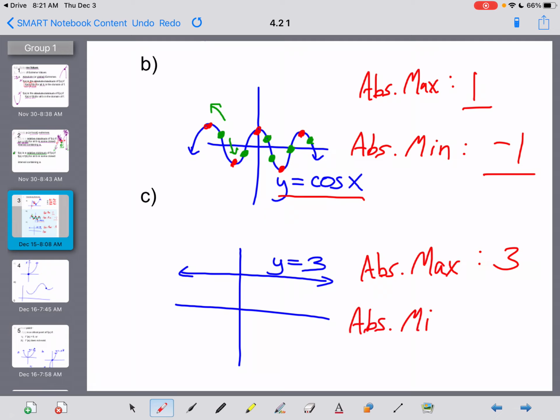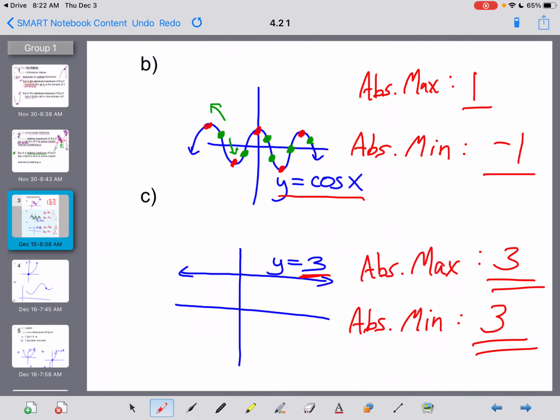Guess what its absolute minimum is? The one y value that is the lowest y value this function will ever reach, yep, that's 3 also. So this is a really silly example. You will never see a problem like this, I don't think, on a homework assignment or a quiz or a test. But just as a kind of mental stretch, a constant function has an absolute maximum and an absolute minimum, and they are both equal to that constant value in question.